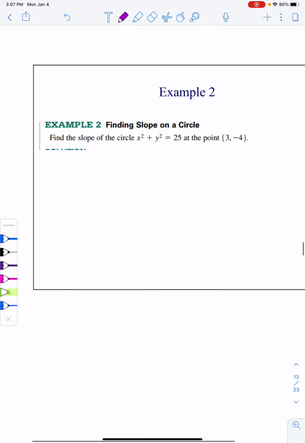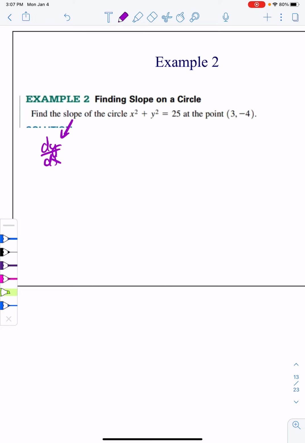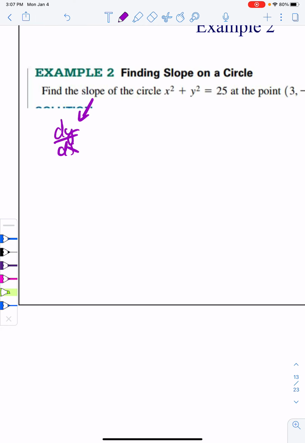So, for example, we're going to find the slope on a circle. The equation for a circle with the center at 0, 0 is x squared plus y squared equals r squared. And this one says the radius is 5. We want to find the slope at the point 3, negative 4. Well, the slope in our mind is defined as dy dx. So instead of doing all that crazy stuff we've done before, where we're guessing at the slope by picking points nearby, we're going to take the derivative.